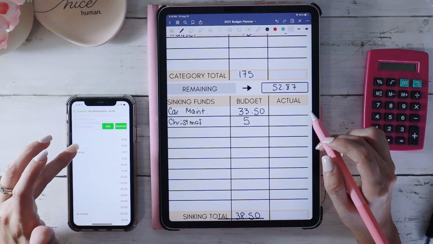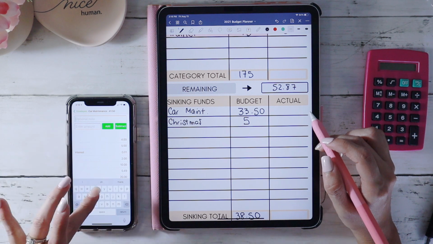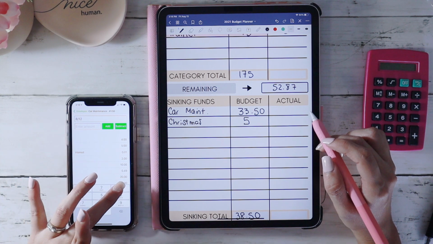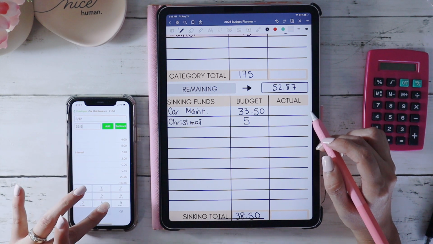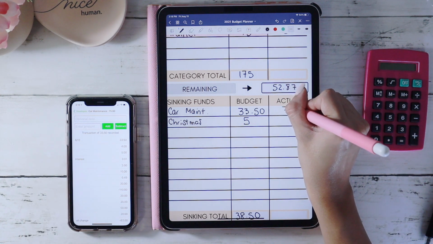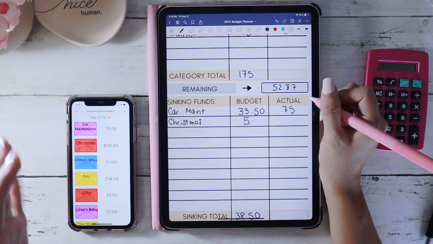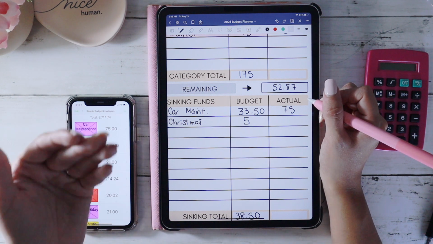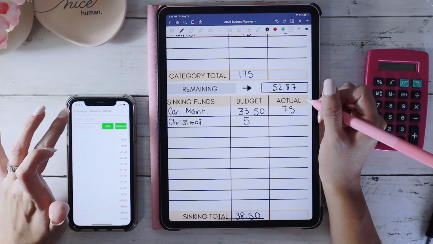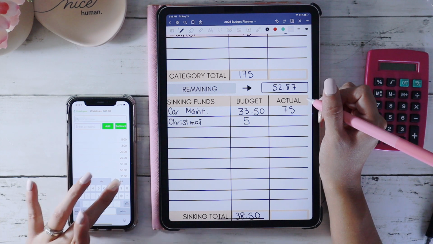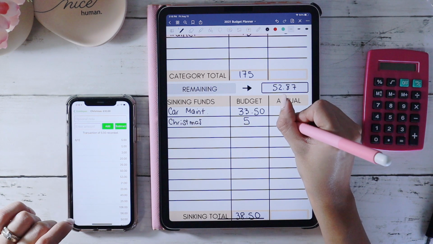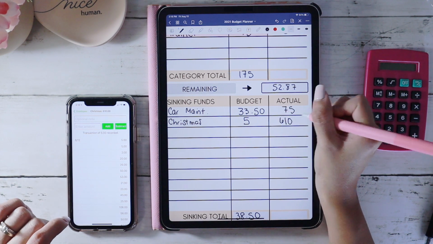So $33.50 is going into our car maintenance. So I'm just going to put the date and put $33.50. Add, there is $75 for car maintenance. Not a whole lot, but it's something. It's getting us to a place that we will feel comfortable. And then for Christmas, we are adding $5. I'm just gonna put the date and add 5. So we now have $610 for Christmas.